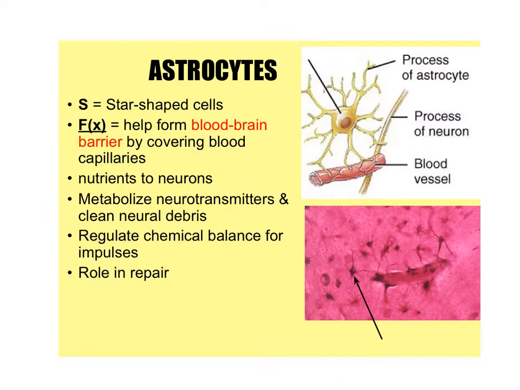Our first little helper cell for the neurons is the astrocytes. They look like little stars. When I think of astro, I think of astronomy and stars, because yes, they are star-shaped cells. So, things you need to know. Number 1, it's in red for a reason: they help to form the blood-brain barrier. They have these little end feet, and they enclose the capillaries which travel around the brain.